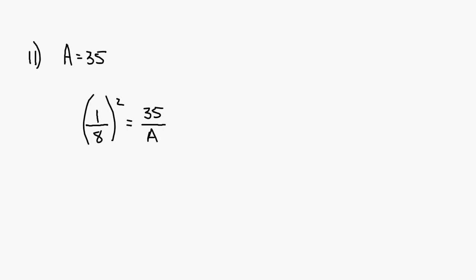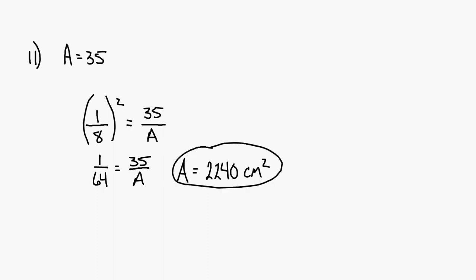So 1/8 squared is 1/64. 1 squared is 1, 8 squared is 64. It's equal to 35 over A. Crisscross multiply. 1 times A is A. 64 times 35 is 2240. That was in centimeters, square centimeters. So the area of the larger octagon is 2240.